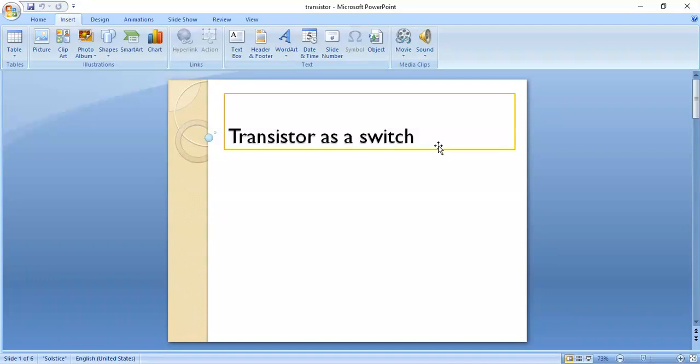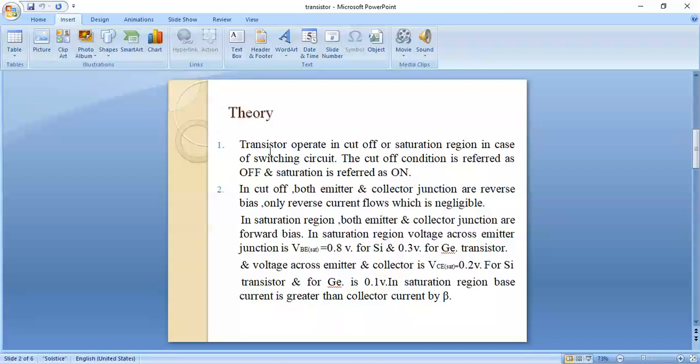When you use a transistor as an amplifier, it should be operated in the active region. But when you use the transistor as a switch, it is operated only in the cutoff or saturation region. So, what is the theory behind the transistor as a switch? That we will discuss first. When the transistor is used as a switch, it is operated in the cutoff or saturation region.